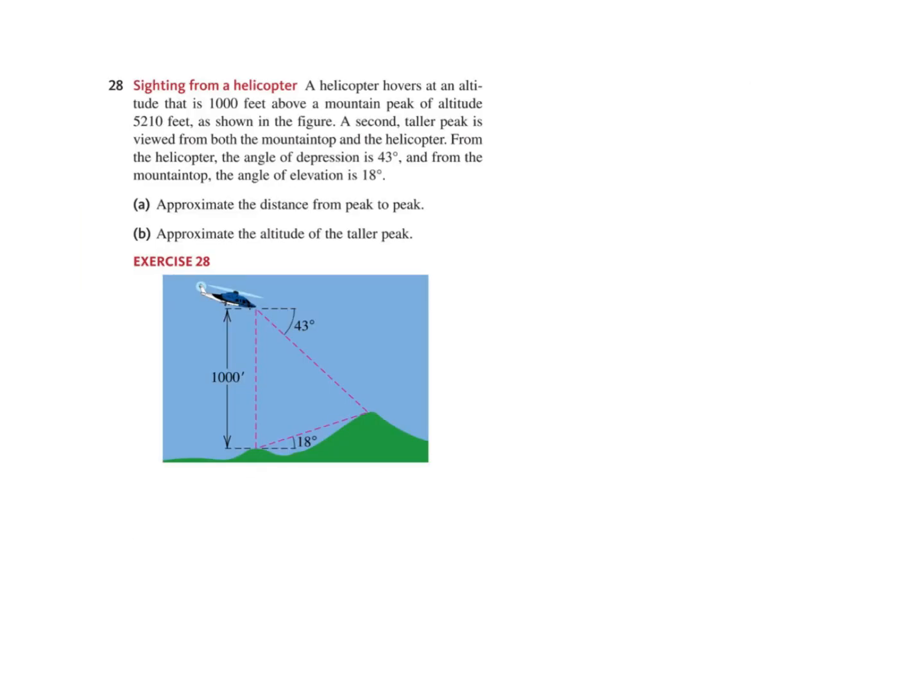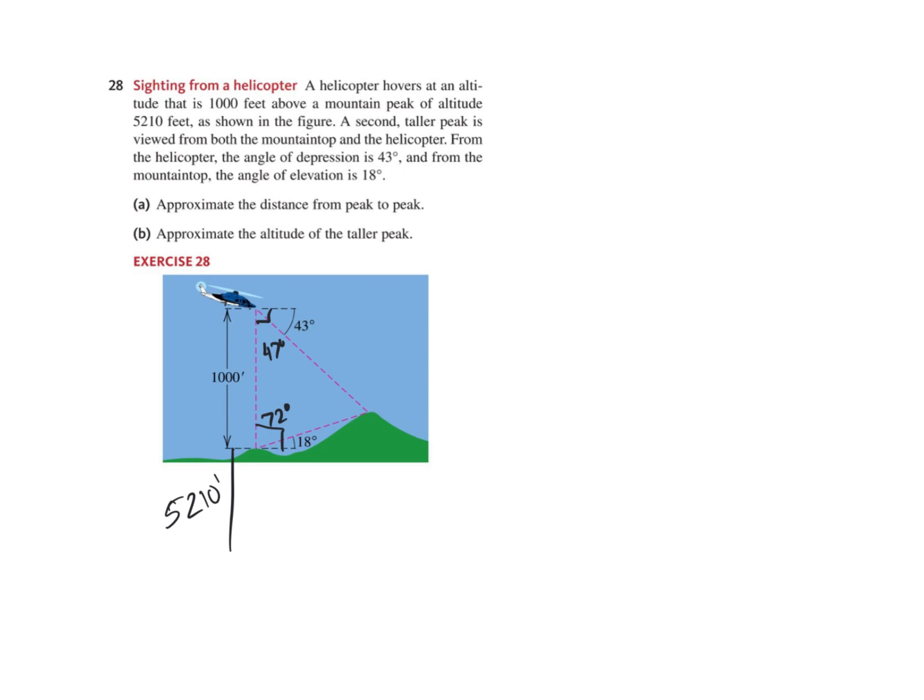Okay, and number 28. A helicopter hovers at an altitude of 1,000 feet above a mountain peak. The mountain peak has an altitude of 5,210 feet. So this is 5,210 feet. The second taller peak is viewed from both the mountaintop and the helicopter. From the helicopter, the angle of depression is 43 degrees. So since this is 90 degrees, 90 minus 43 gives me 47. And this is 90, so 90 minus 18 gives me 72.